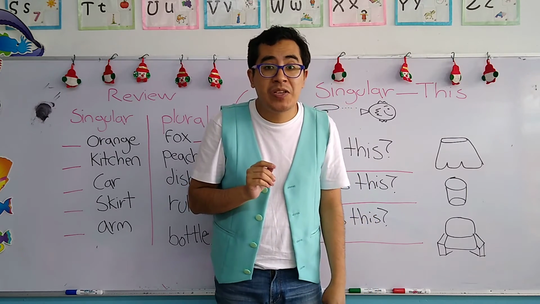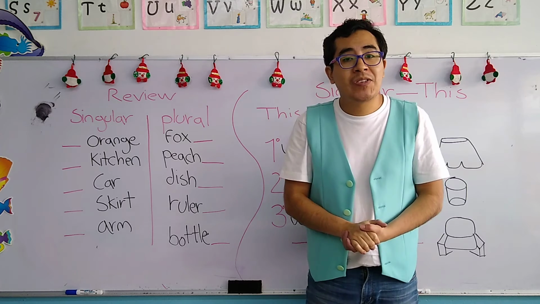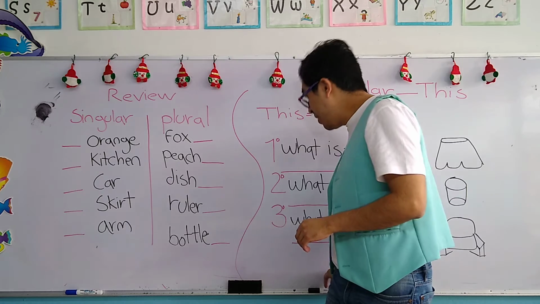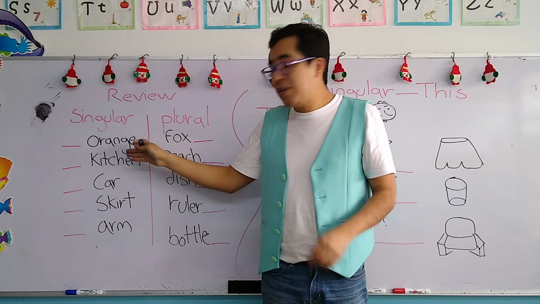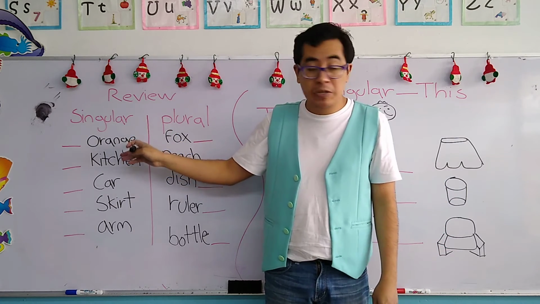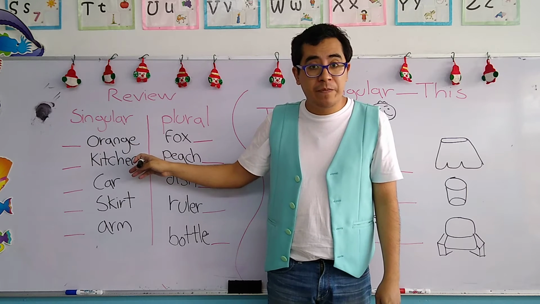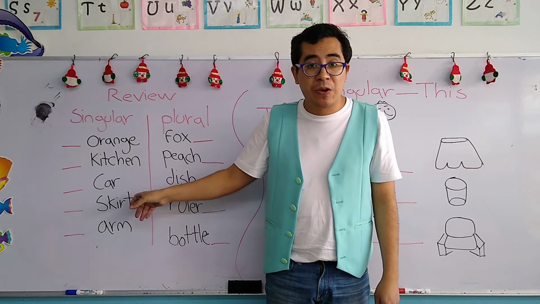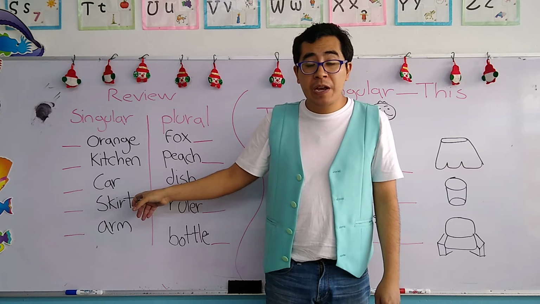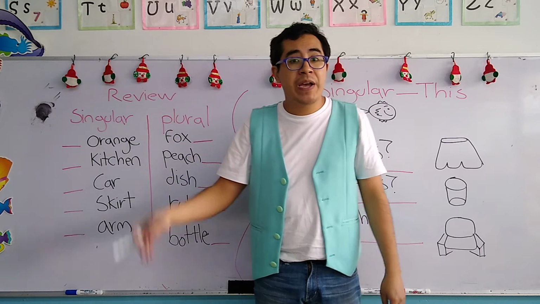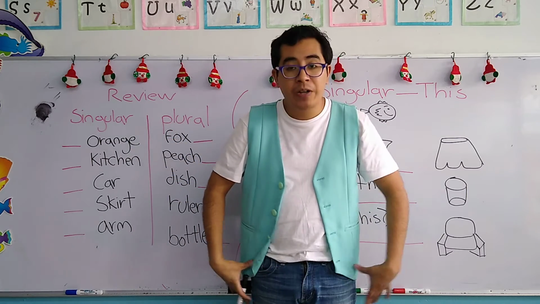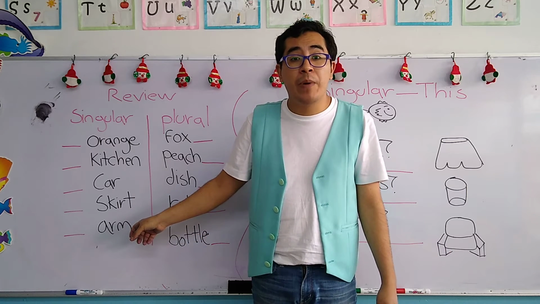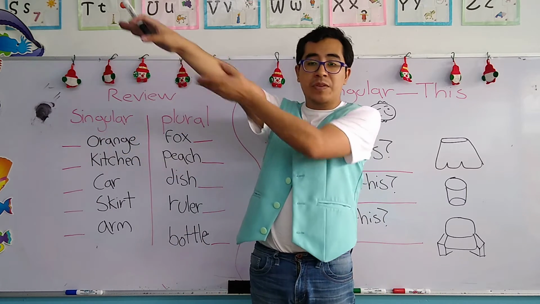Now, to practice this, we have here some examples. First of all, let's begin with the singular objects. Now here, as you can see, we have objects. We have the orange, which is a fruit. We have the kitchen, parts of the house. We have a car, means of transportation. We have a skirt, which is part of the cloth. Remember, the skirt, it's only worn by girls, and it's the bottom part of the cloth. And we have an arm, which is part of the body. Okay, remember the arm, it's all of this part.